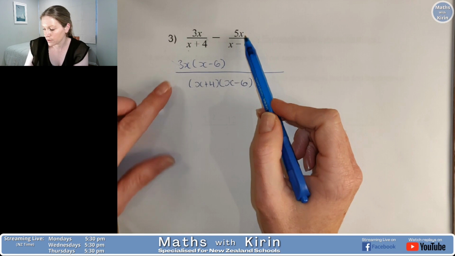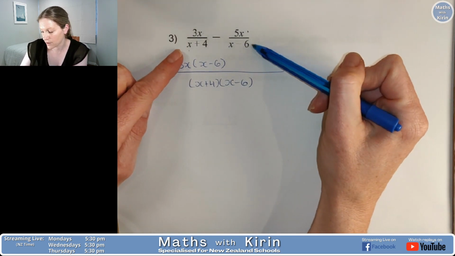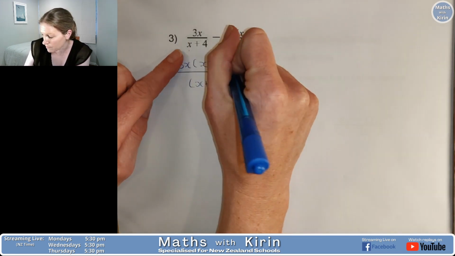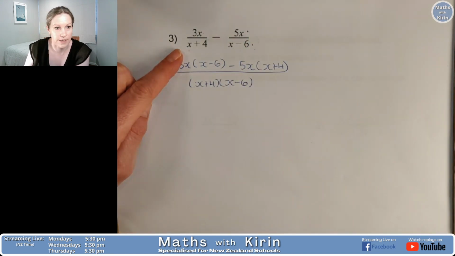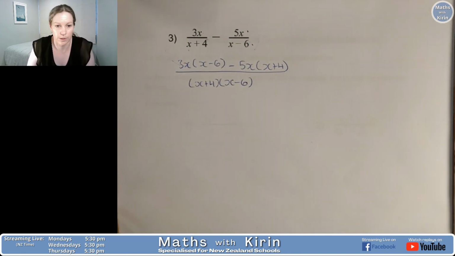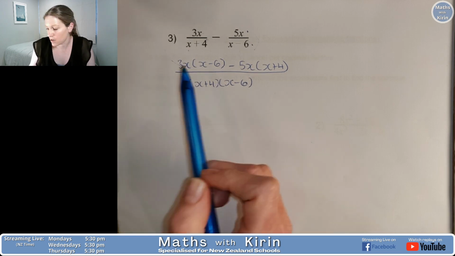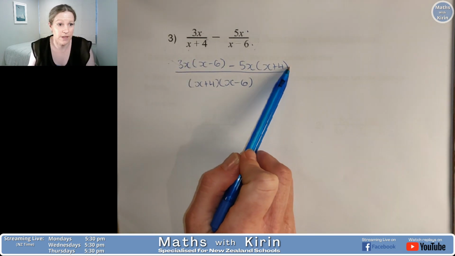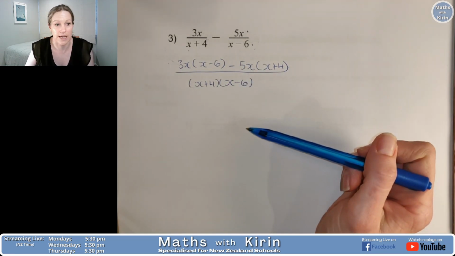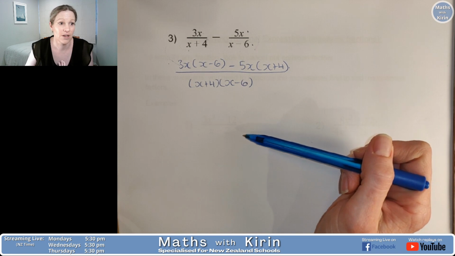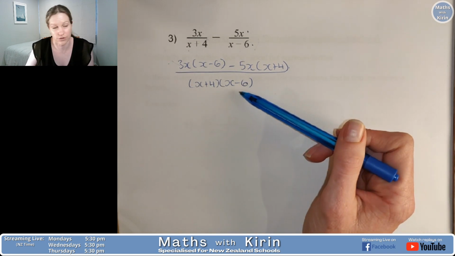This fraction, we're multiplying by x plus 4, top and bottom. So we've got minus 5x times x plus 4, and we've got our denominator at the bottom already. From here, we're going to expand and simplify the top line. I'm going to leave the bottom line factorized, because when we get to the end and we're looking for common factors, we can only find them if we have our quadratic factorized.